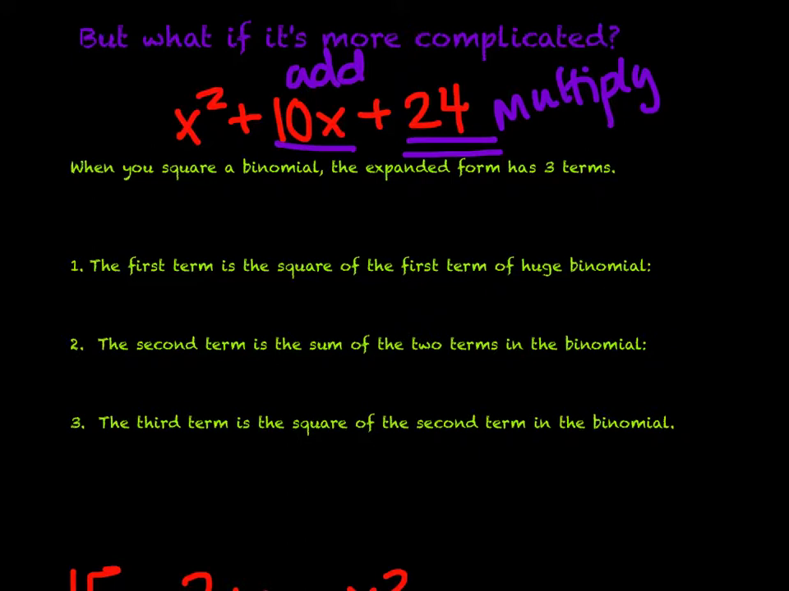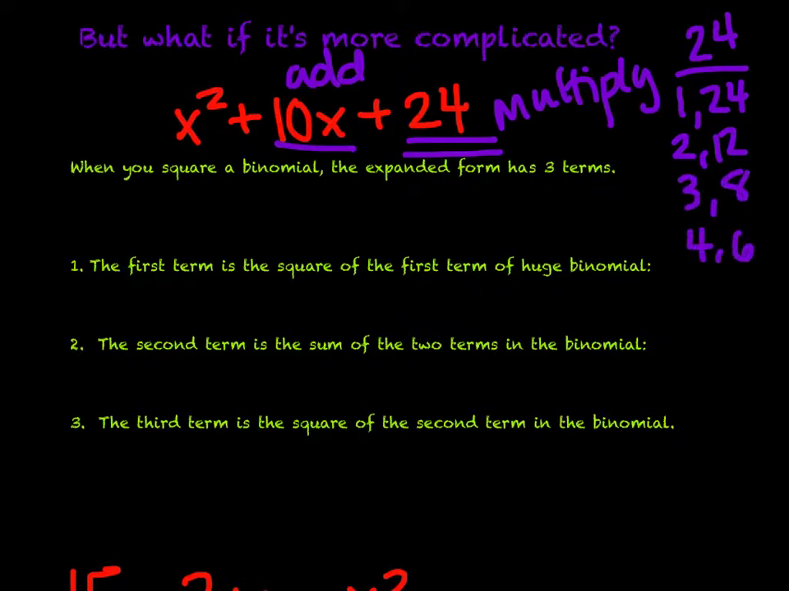A lot of the time when I do this sort of thing, I'm instantly starting to think of factors of 24. Factors of 24 are 1 and 24, 2 and 12, 3 and 8, 4 and 6. I'm thinking factor pairs, numbers that multiply. So I'm looking for numbers that will multiply to be 24, but if they were added together, they give me 10.